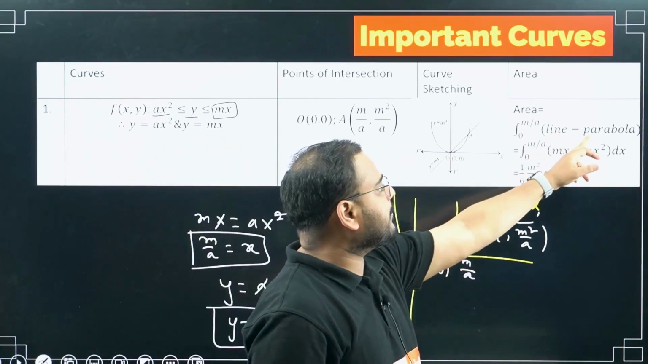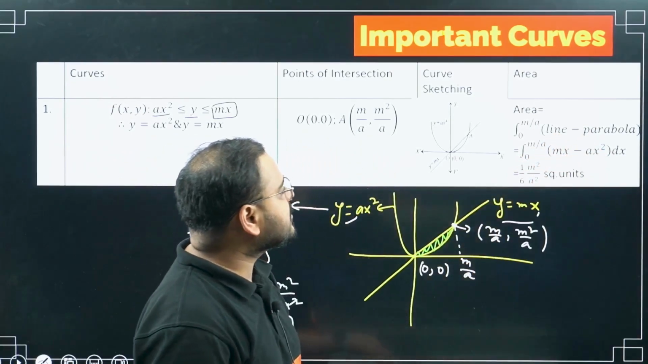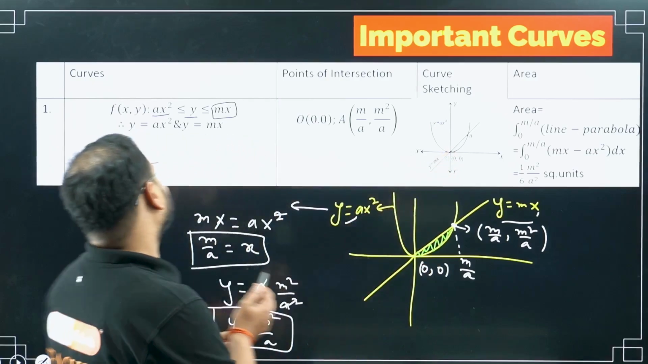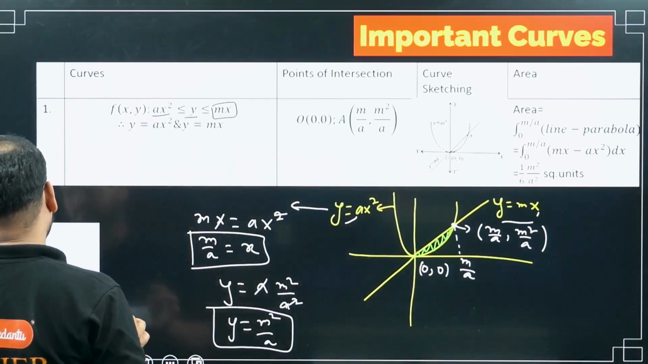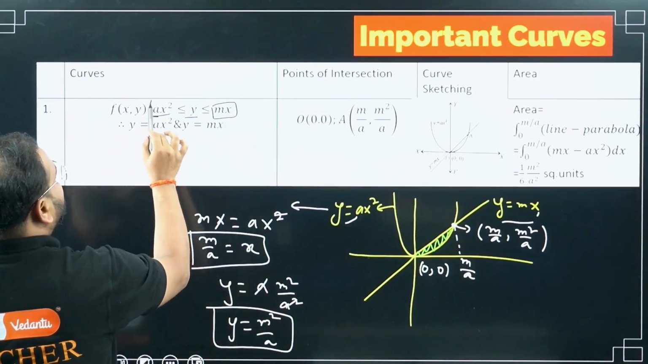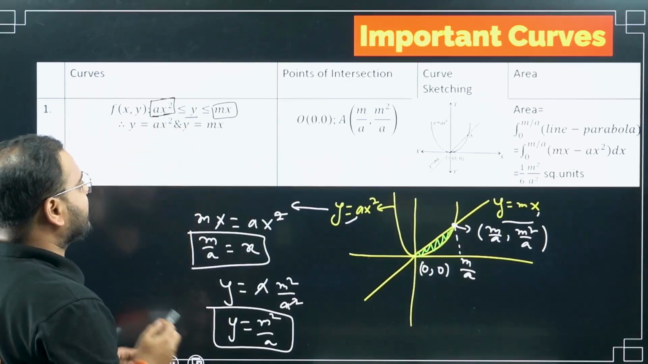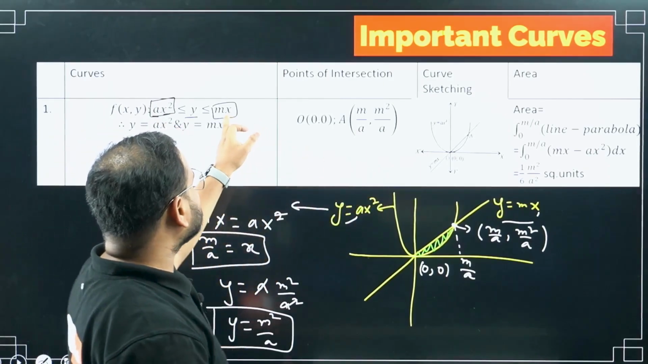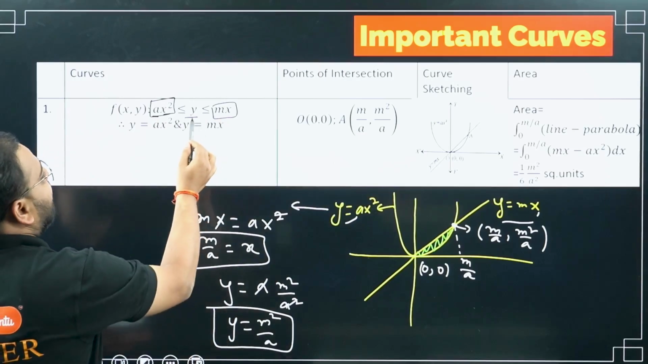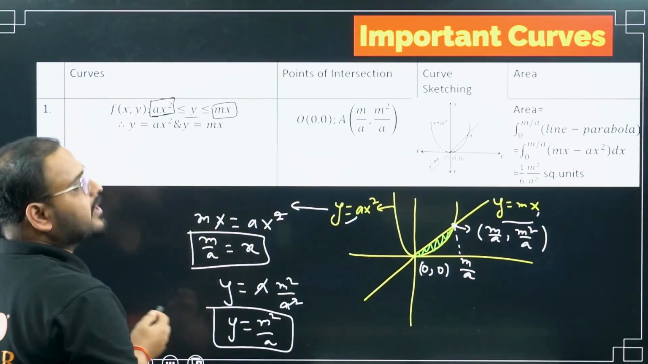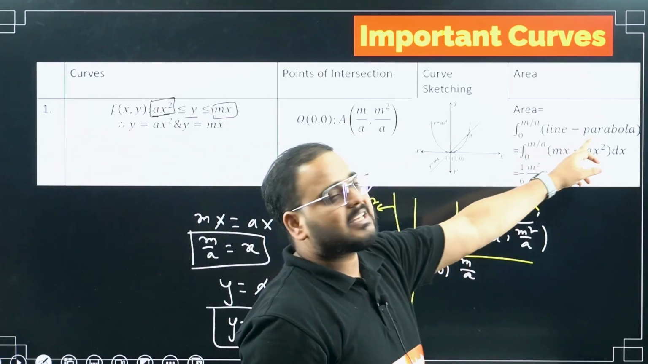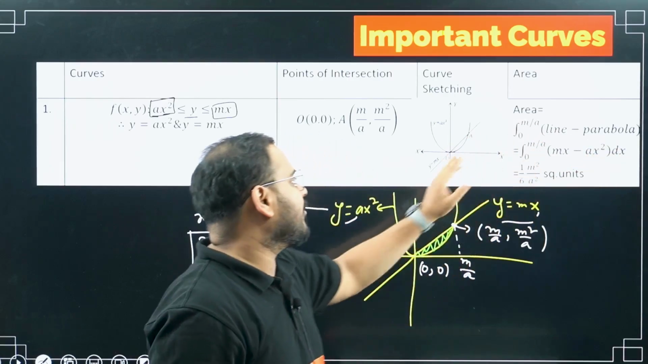The line function minus the parabola function. Why minus the parabola, sir? Because the parabola is down. Please check the limiting condition over here. y is more than ax square, right? So what is the highest point? The y function is less than mx but more than ax square. That's why we have taken line minus parabola. If it is the other way around, we will not have the condition at all.